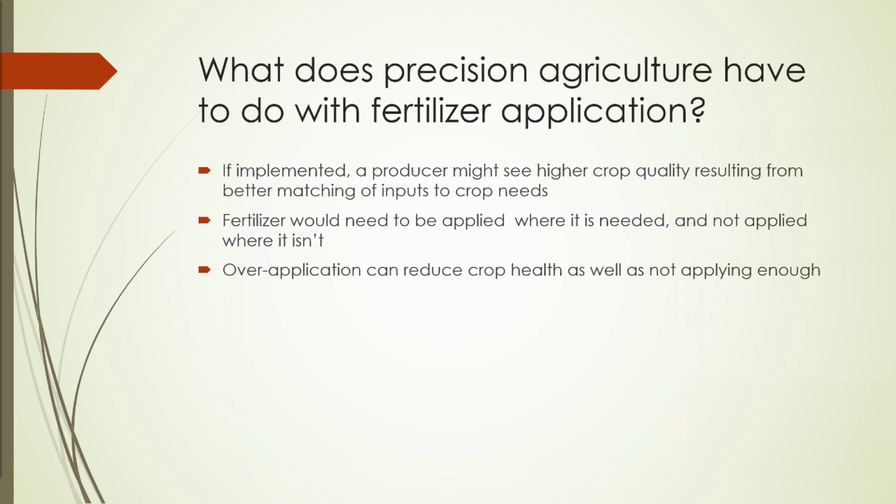What does precision agriculture have to do with fertilizer application? If implemented, a producer might see higher crop quality resulting from better matching of inputs to crop needs. Fertilizer would need to be applied where it is needed and not applied where it isn't. And over-application can reduce crop health as well as not applying enough.